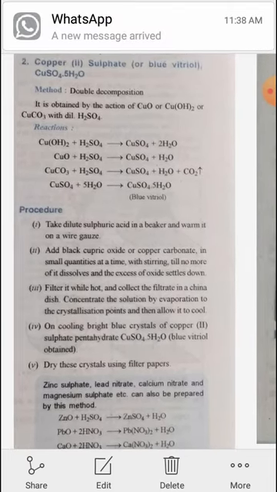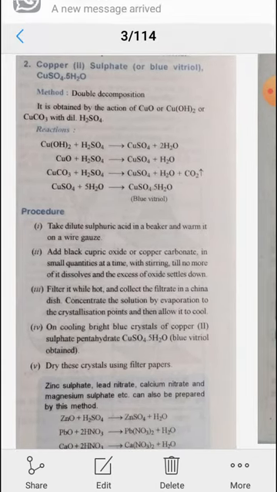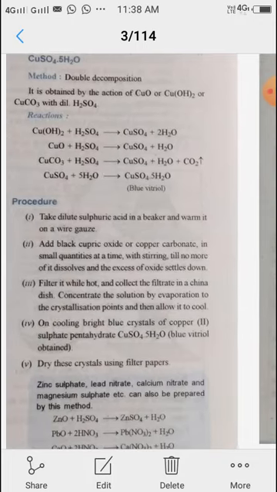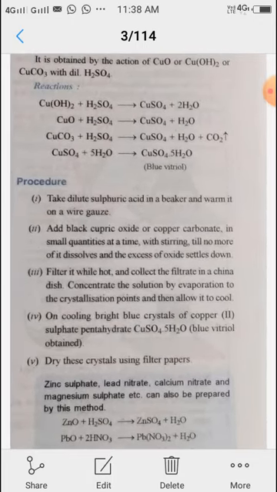Now, the method here is the double decomposition method. How will you prepare it? By the double decomposition method. Dear student, it is obtained by the action of cupric oxide, cupric hydroxide or copper carbonate with dilute H2SO4. You can prepare it with the action of dilute H2SO4 on cupric oxide, cupric hydroxide or cupric carbonate, commonly known as copper carbonate.